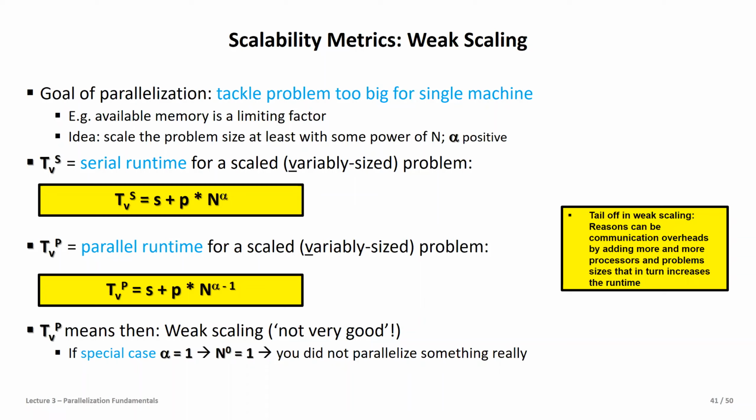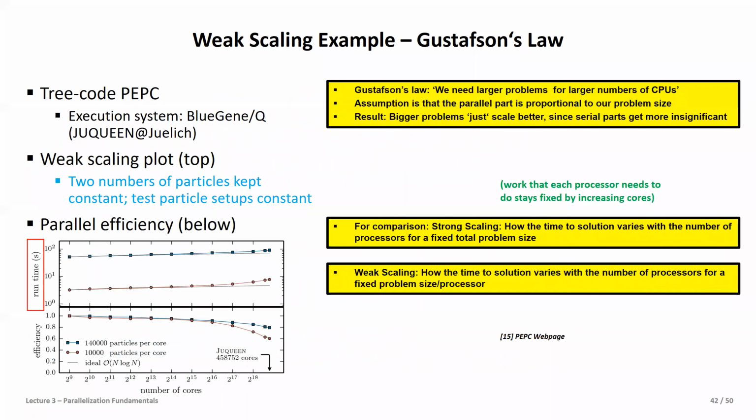We often see the tail off in this weak scaling, where this could be communication problems, because essentially you add more and more processors and problem sizes that then significantly increase the runtime. And then suddenly, that's why there are sometimes really dramatic tail offs, if you just add, let's say, the next 1000 processors, because essentially you have reached a point where you cannot do this any better.